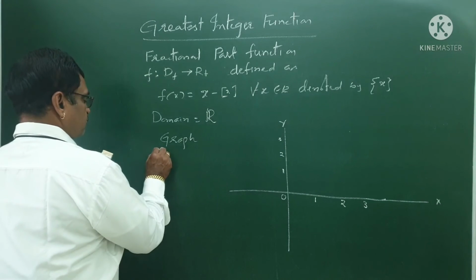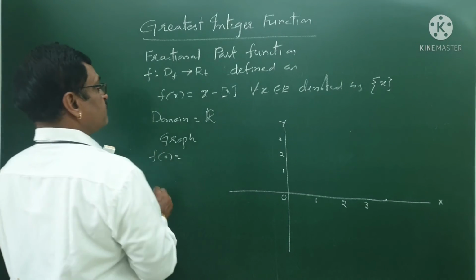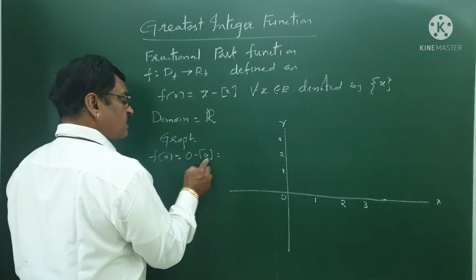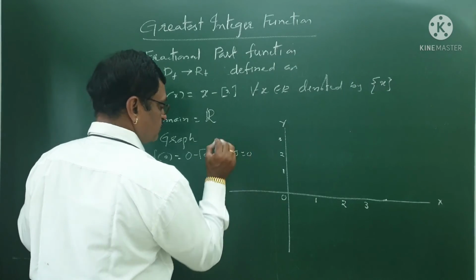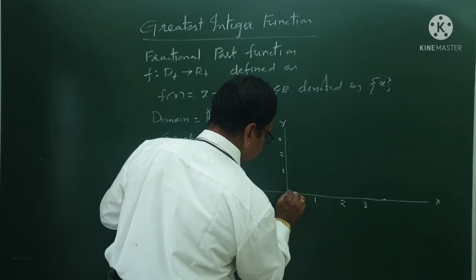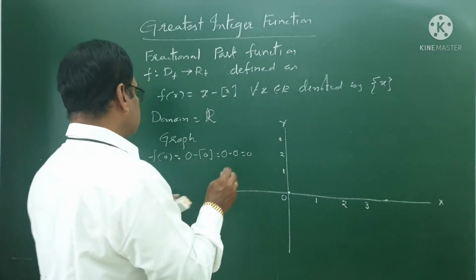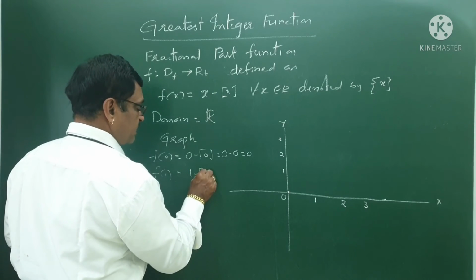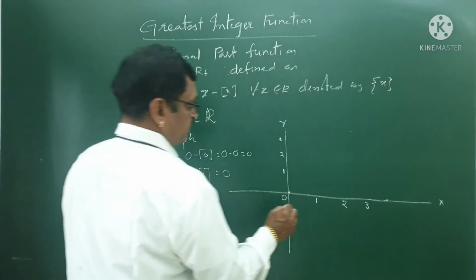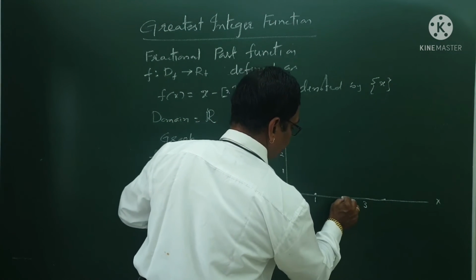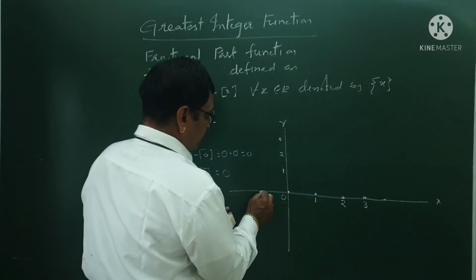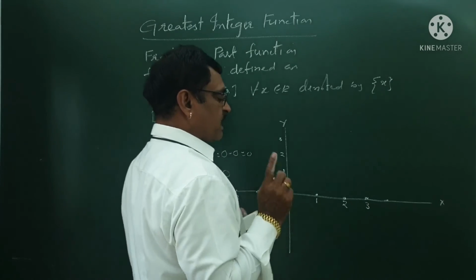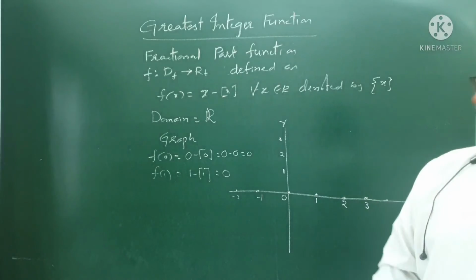What is f of 0? F of 0 is equal to 0 minus integral part of 0. Integral part of 0 is 0, 0 minus 0 is equal to 0. So this is 0. I check with 1. What is f of 1? F of 1 is equal to 1 minus integral part of 1, again 0. Oh, at integers it is 0. At 2 also 0, at 3 also 0, at minus 1 also 0, minus 2 also 0. That means at integers the output is 0.